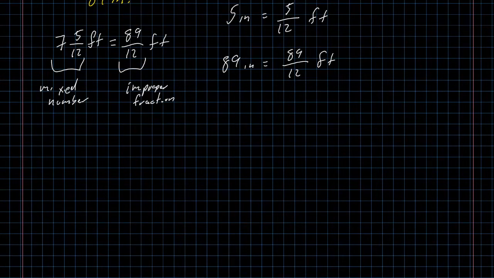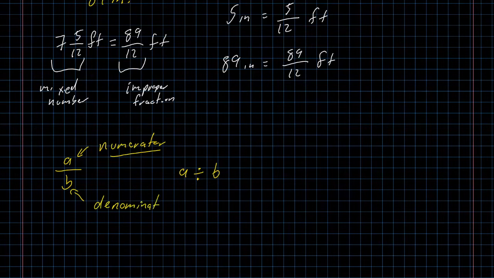We've established well in the past that fractions mean division. If I have a over b, I'm really saying that I want to do a divided by b. We call the number on the top of the fraction the numerator, and we call the number on the bottom of the fraction the denominator. The line that divides everything up is called the fraction bar.